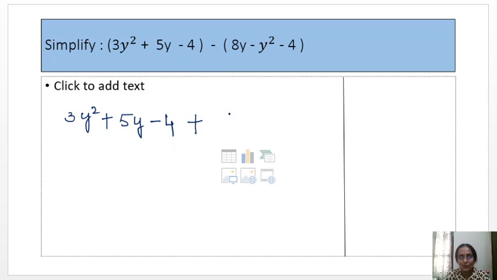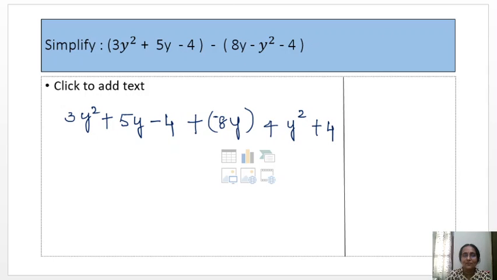To open the bracket, you have to change the sign of each term. It is 8y here, it will become minus 8y. Then minus y square here, it will become plus y square. Minus 4 here, it will become plus 4.